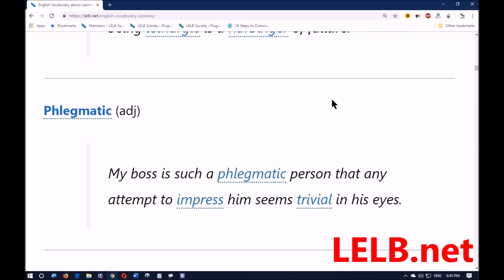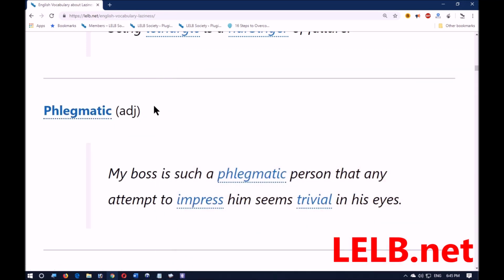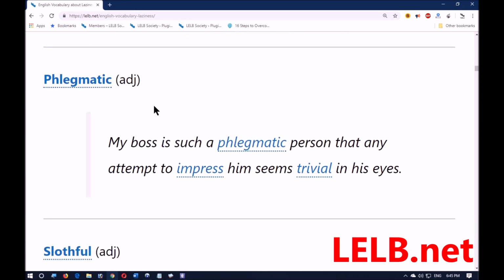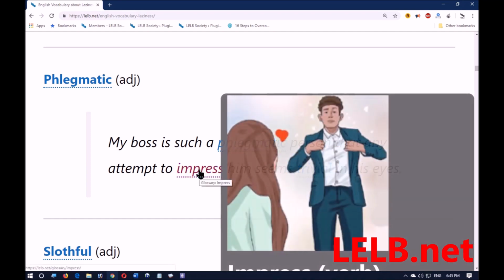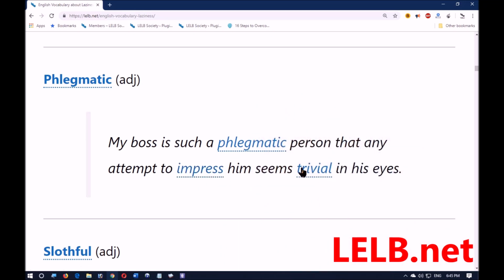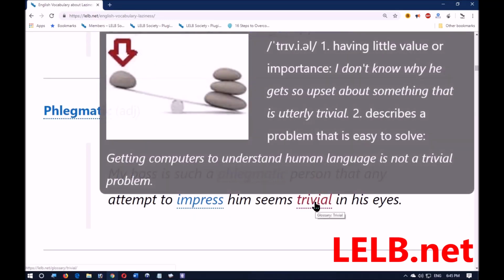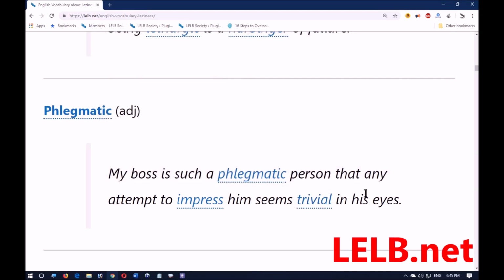The next word is phlegmatic. It describes somebody who tends not to get emotional or excited about something, as cool as a cucumber, indifferent. My boss is such a phlegmatic person that any attempt to impress him, which means to grab his attention, seems trivial, means unimportant, in his eyes.